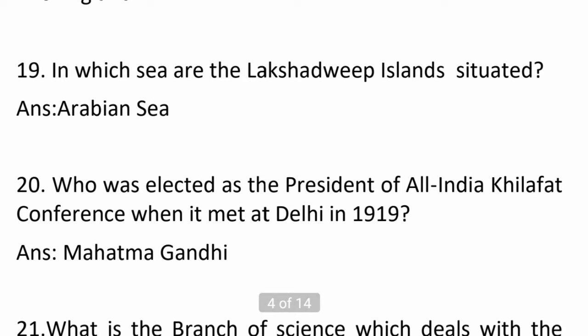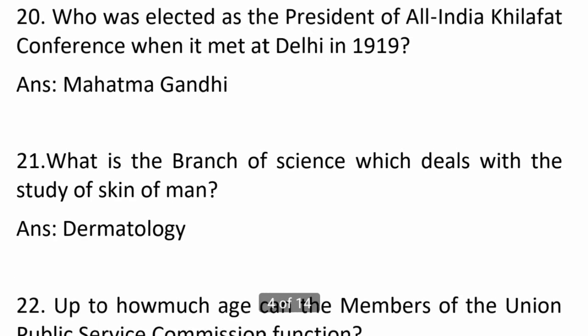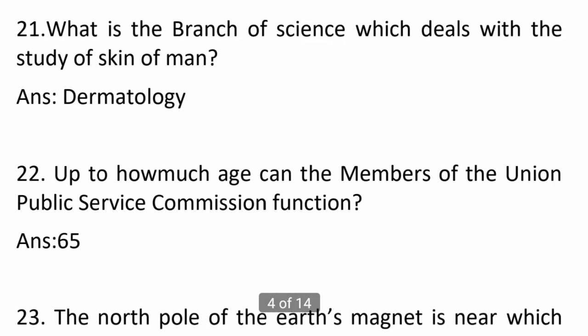Who was elected as the president of the All India Khilafat Conference when it met at Delhi in 1919? Mahatma Gandhi. What is the branch of science which deals with the study of the skin of man? Dermatology. Up to how much age can the members of the Union Public Service Commission function? 65.